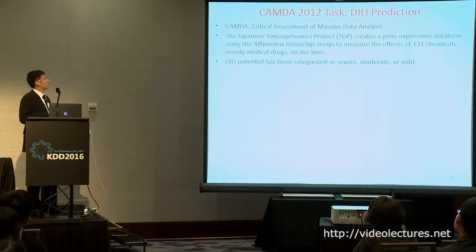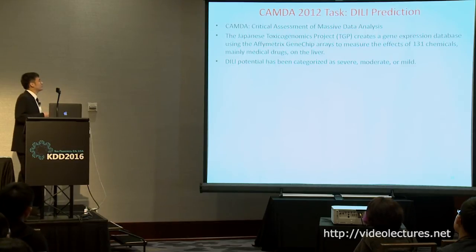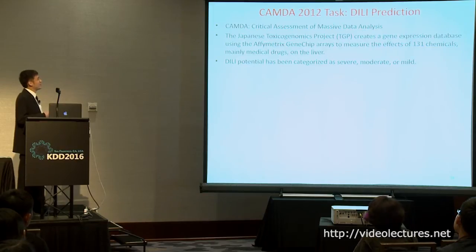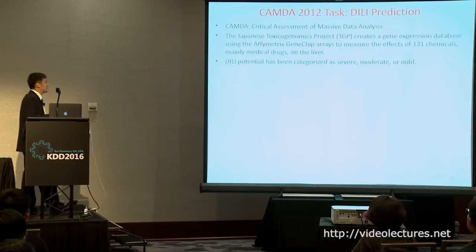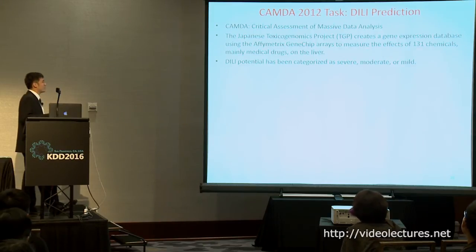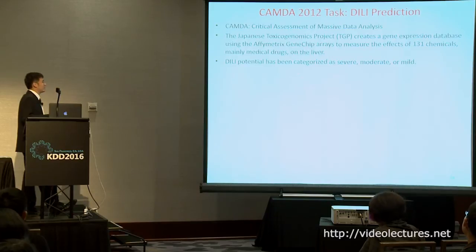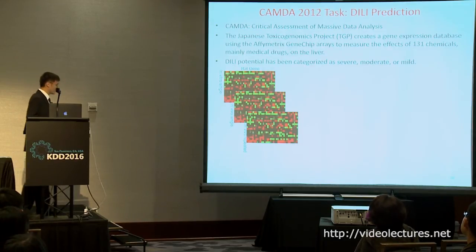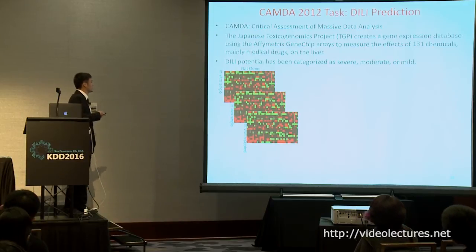In 2012, for the CAMDA prediction task, they used the TG-GATEs data, which is a gene expression database, to predict the DILI potential of the drugs. In this database, they have 113 chemicals, and they have labels to say very severe, medium, and also mild DILI potential. So the database they use is pretty straightforward.